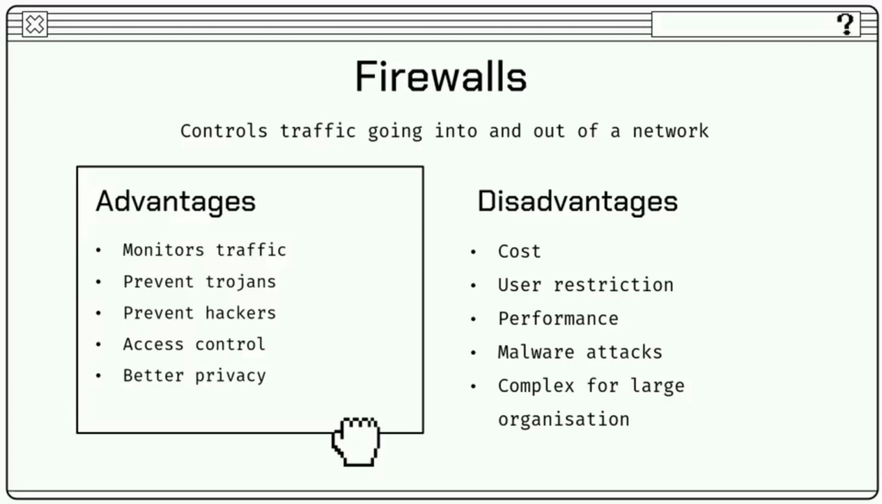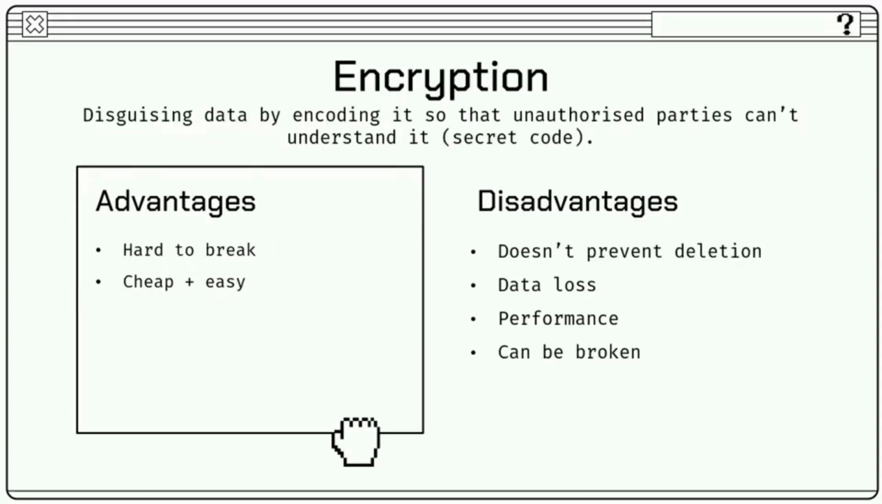User restriction can sometimes have deficits for large organizations, where employees can end up being prevented from doing certain operations, which can impact productivity. The performance will also slow down with a firewall, it doesn't always prevent all of the malware attacks, and it's quite complex for large organizations to set up.